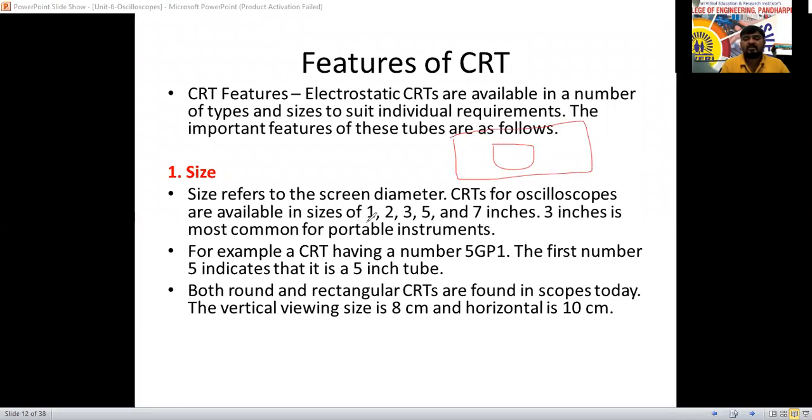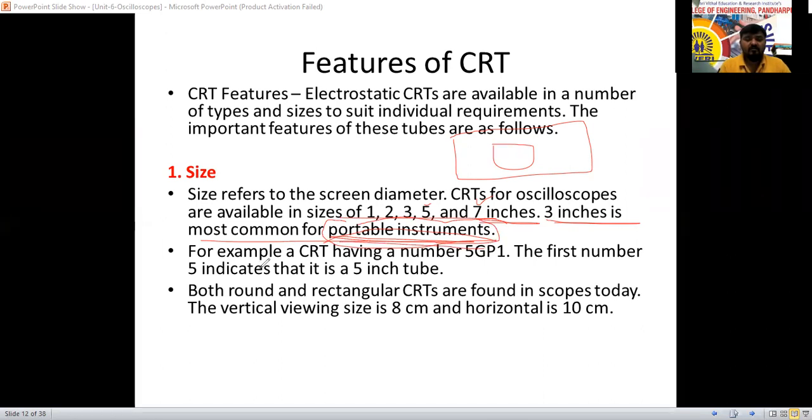Based on the sizes we have, that is one feature here. Up to 7 inches the displays are there here. 1, 2, 3, 4 is not there, directly 5 and 7 inches are there here. So the 3 inch display, whatever we are using, is most common for portable instruments. For the small size, that is 3 inch instruments, and all the places we are using over there. That is the commonly used display size.